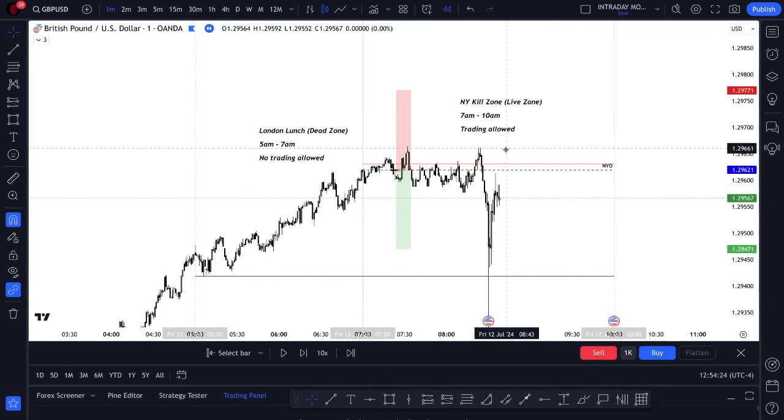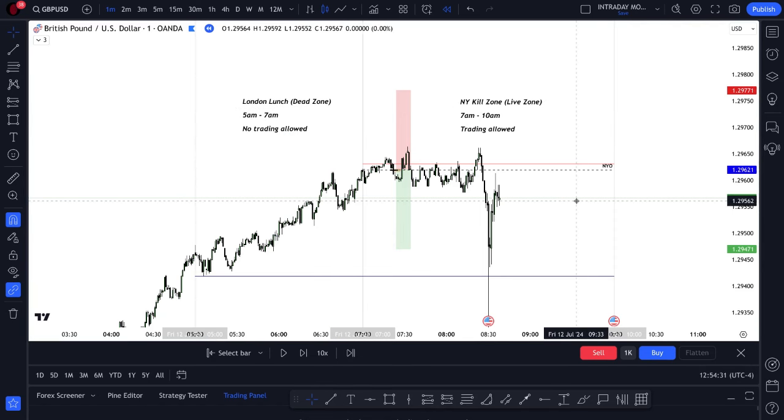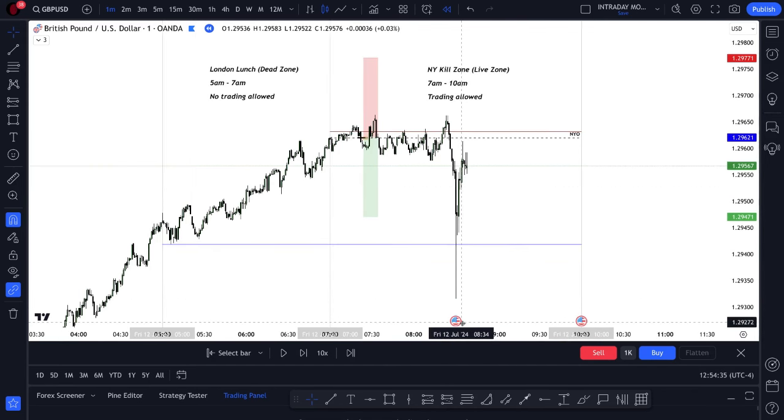So that's how I like to frame ideas, whether or not we have news or if there are multiple news events during that kill zone. We can see there's multiple news events, there's one and two, but for this first one that came at 8:30, that's how I would frame the idea after price took out buy side, purged the buy side, and reverted back down to the sell side.